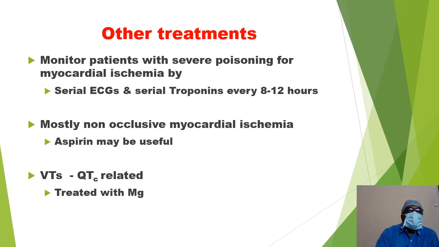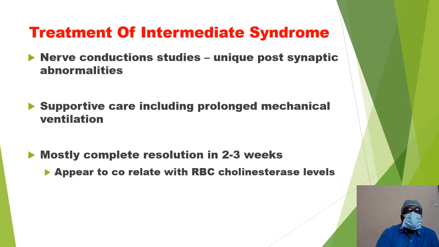Other treatment: monitor patients with severe poisoning for myocardial ischemia by serial ECG and serial troponin levels every 8 to 12 hours. Myocardial ischemia can occur in up to one third of patients, in very old patients and those with very severe poisonings. Most of the time it is non-occlusive myocardial ischemia and aspirin may be useful. If ventricular tachycardia is seen, it is most of the time QTc related, so treat with magnesium.